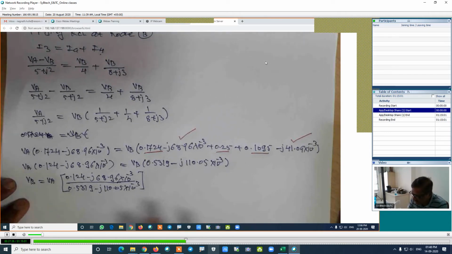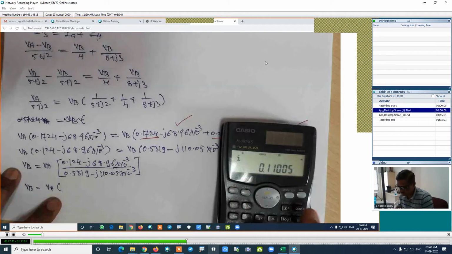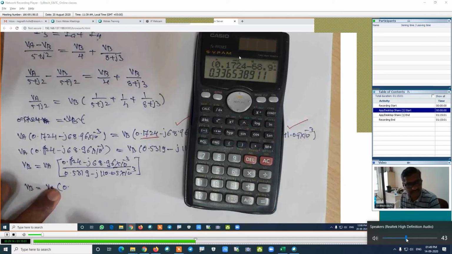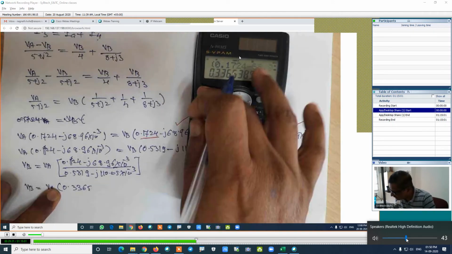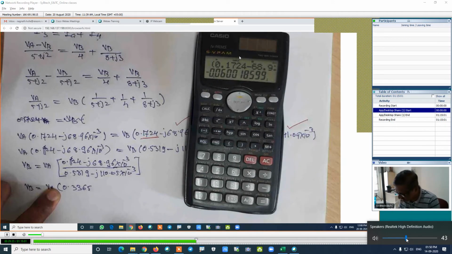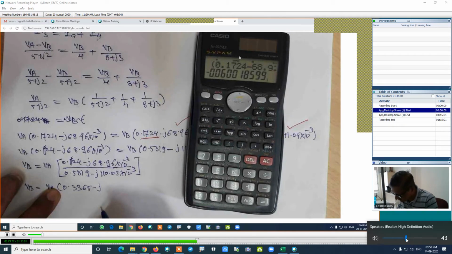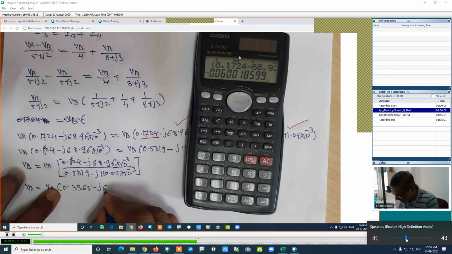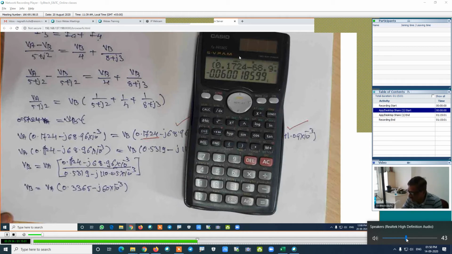Now here, if I am finding this division, VB is equal to VA inside the bracket. How will be the value that I am trying to find out? In this case this value is 0.3365 as the real part, and the imaginary part is minus j 60 into 10 raised to the power of minus 3. Is it right? Now VB is equal to this value. I will name this equation number 2.